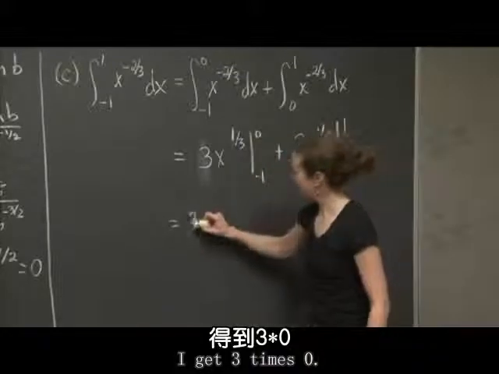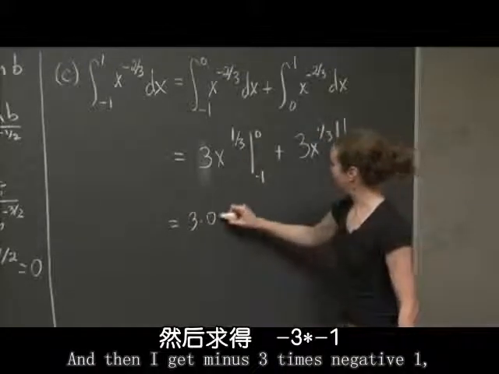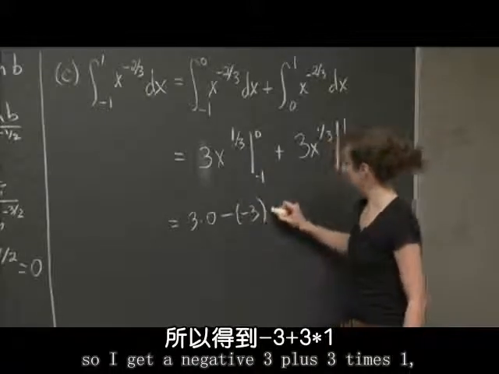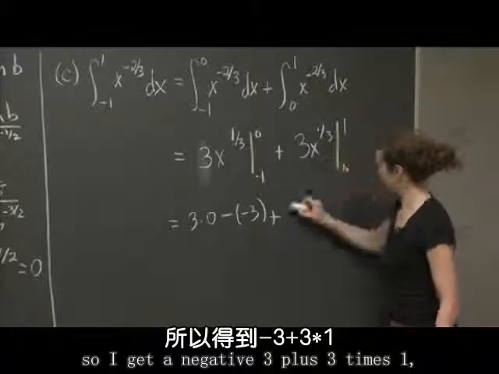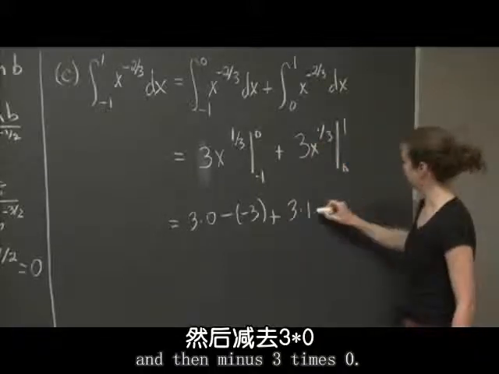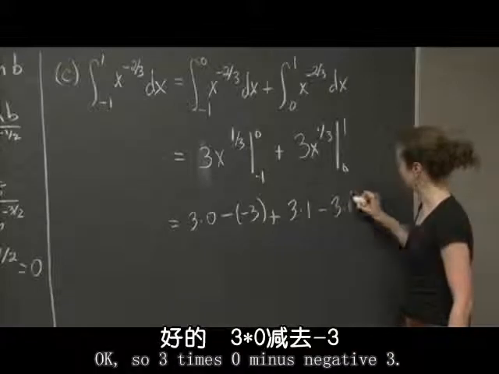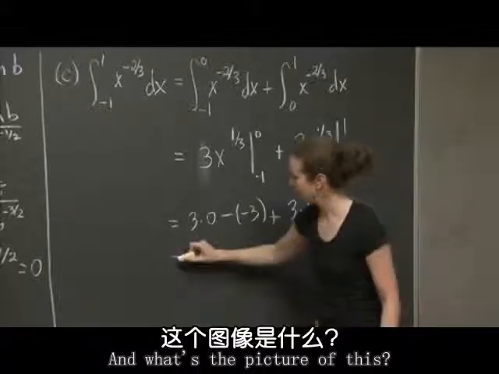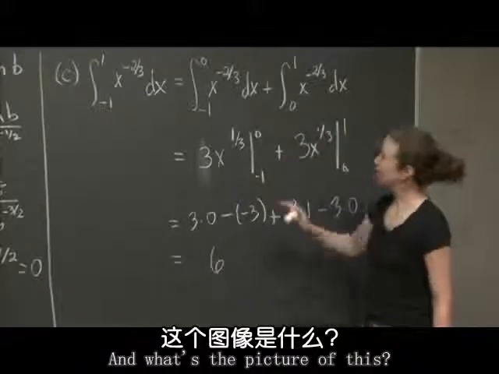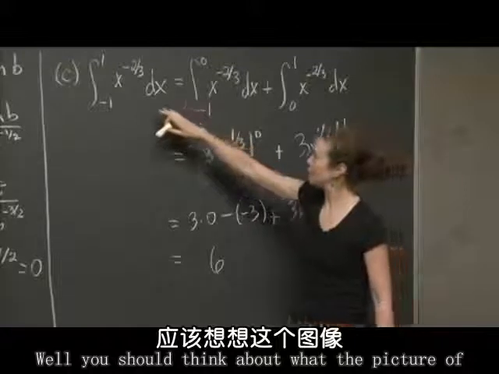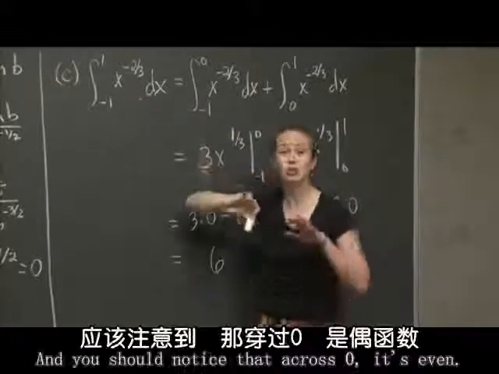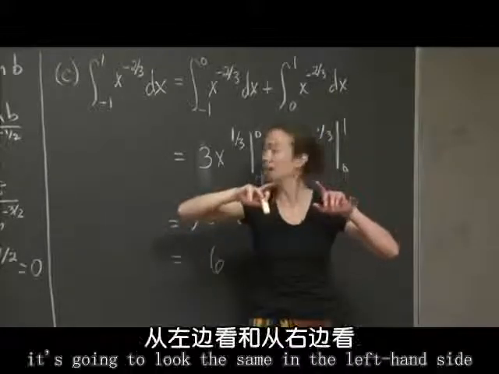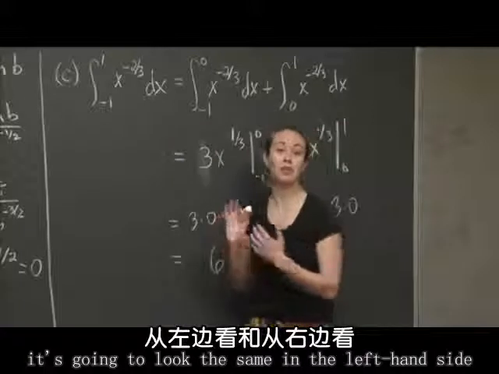I get 3 times 0, and then I get minus 3 times -1, so I get a -3, plus 3 times 1, and then minus 3 times 0. Okay, so 3 times 0 minus -3, so that's a 3 plus 3, and I get 6. Okay, and what's the picture of this? Well, you should think about what the picture of x to the minus 2/3 looks like, and you should notice that across 0, it's even, right? So it's going to look the same on the left-hand side and the right-hand side.